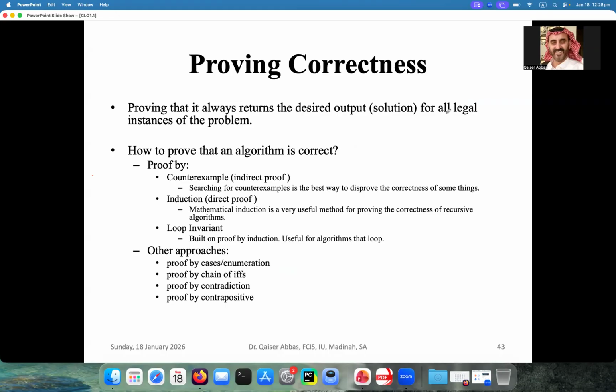If you have knowledge of asymptotic notation, then after designing the algorithm, you can use those notations to calculate the time and space complexity for your algorithm. But there is another thing you have to analyze about your algorithm: you have to prove the correctness of your algorithm, that your algorithm is correct.